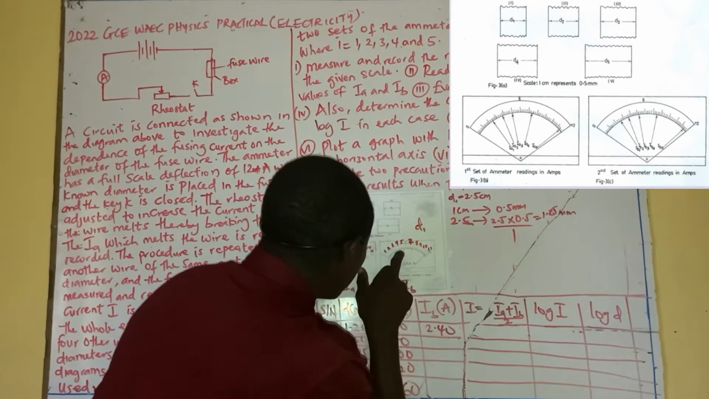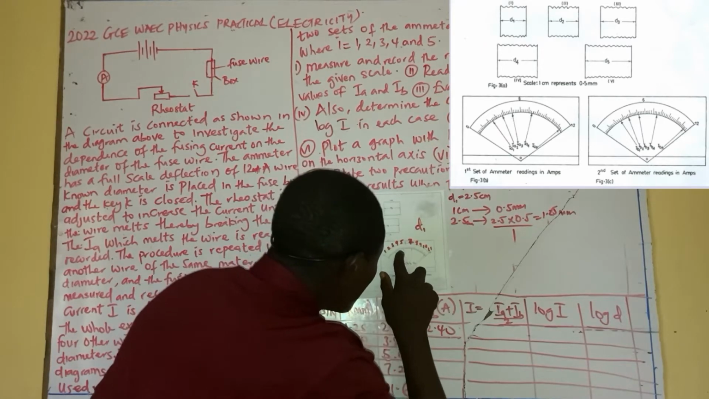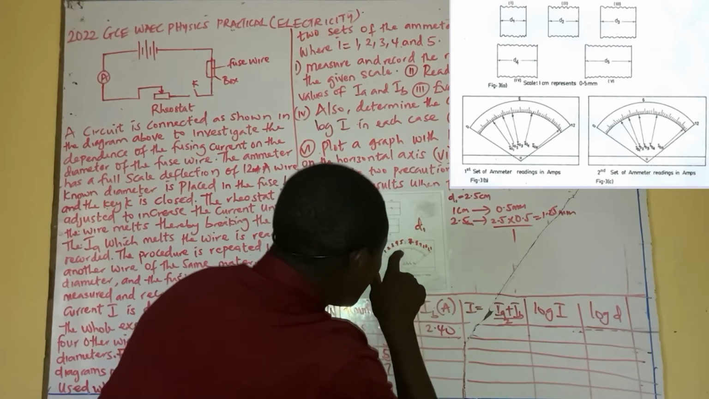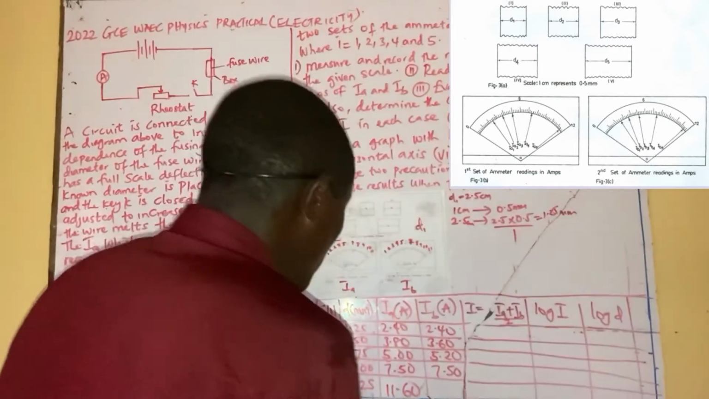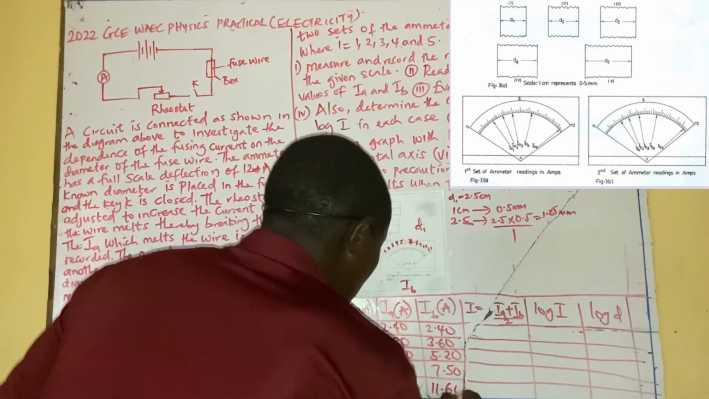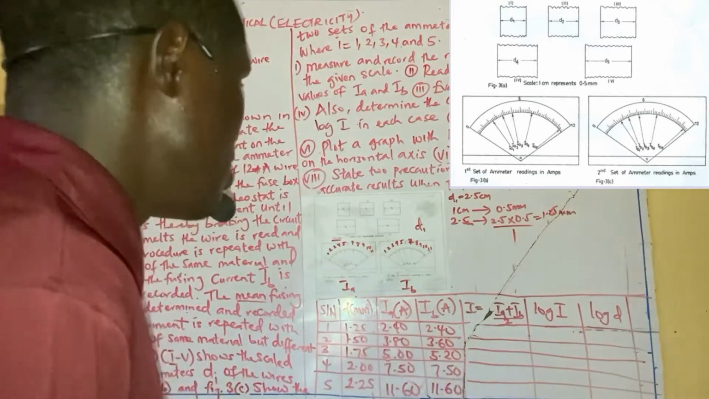The next one is 3 point what? This one is not 3.8 this time around. It's 3.6. This is because it's touching the 3.6. So this is going to be 3.60. The next one is 11.6. Let's check whether the other is correct.